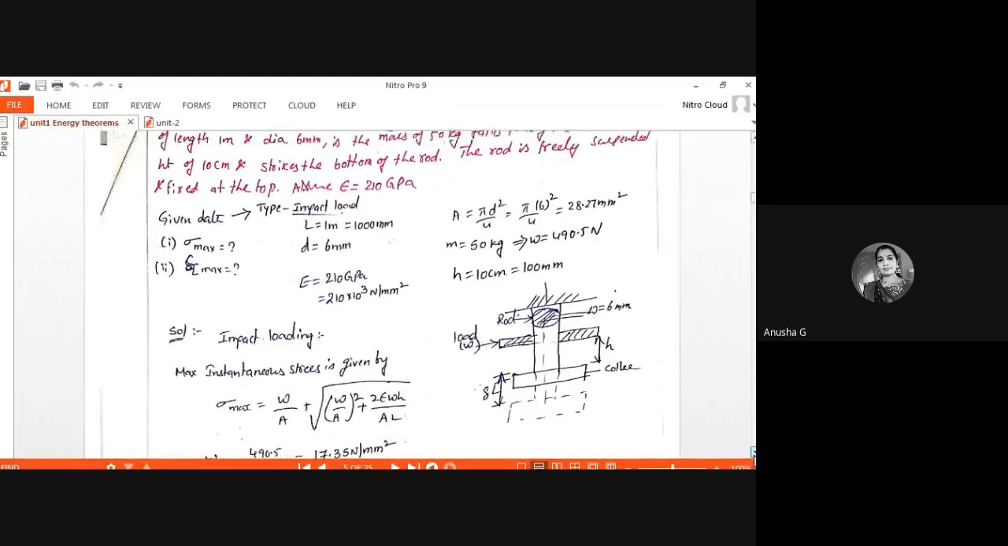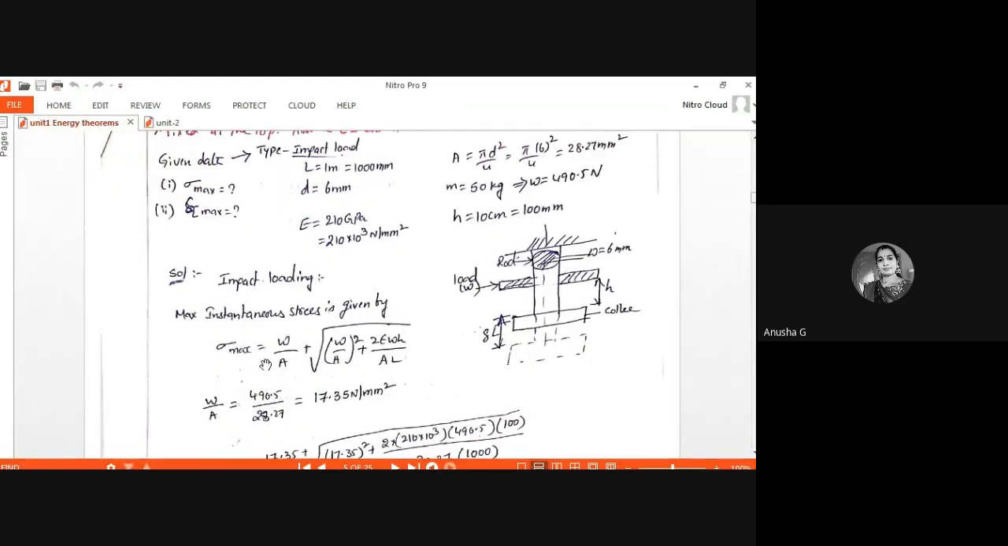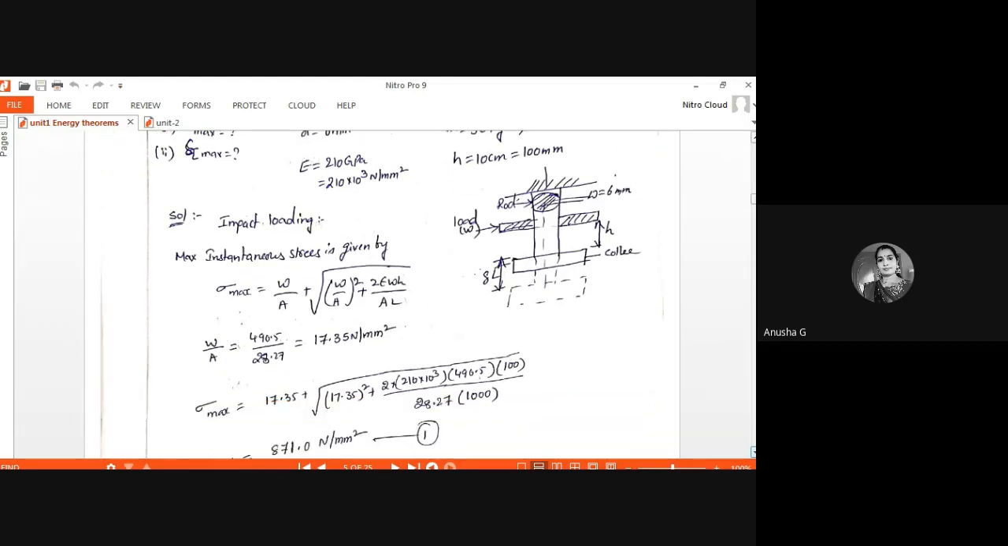For impact load, our formula is sigma maximum equals W by A plus square root of, actually our formula is P by A plus square root of P by A whole square plus 2E P into H by A into L. But here we converted, that's why we are writing W by A plus square root of W by A whole square plus 2E into WH by A square. Write this, and then find the instantaneous stress.